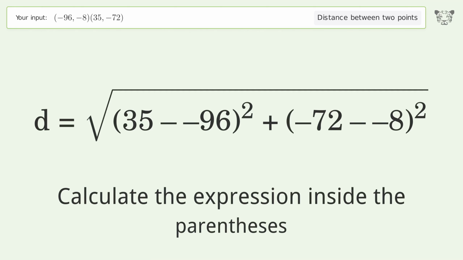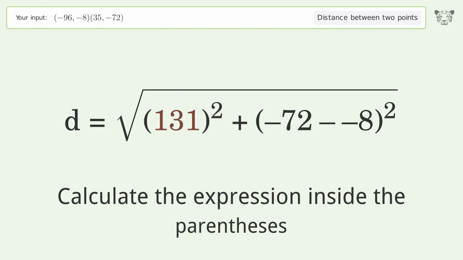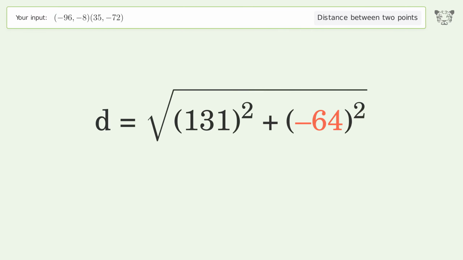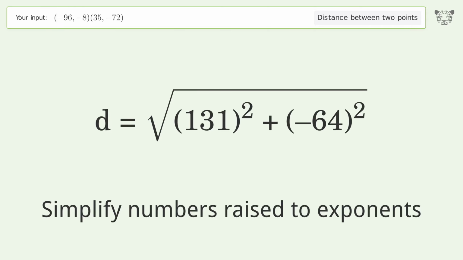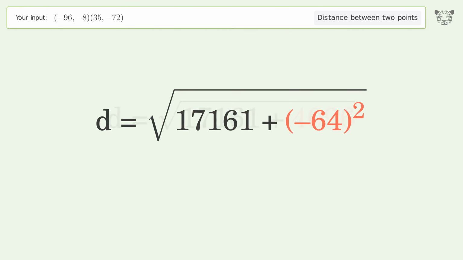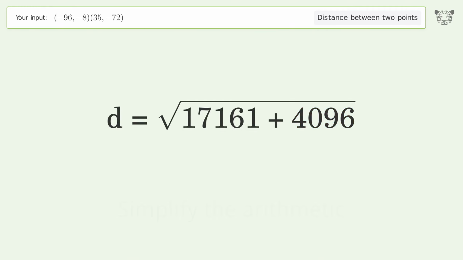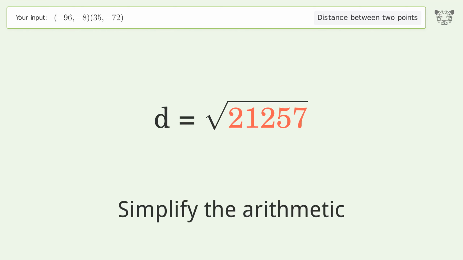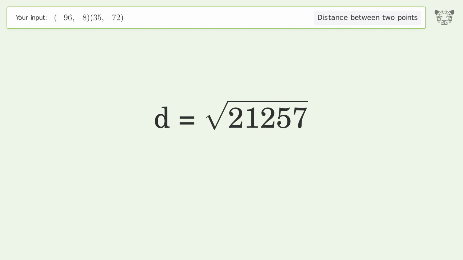Calculate the expression inside the parentheses. Simplify numbers raised to exponents. Simplify the arithmetic. And so the distance between the 2 points is the square root of 21,257 or 145.798.